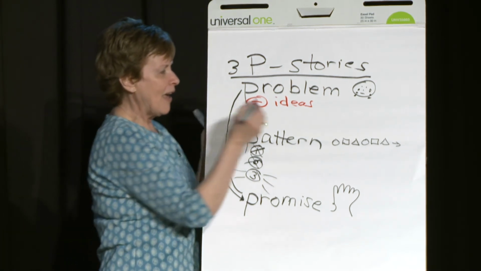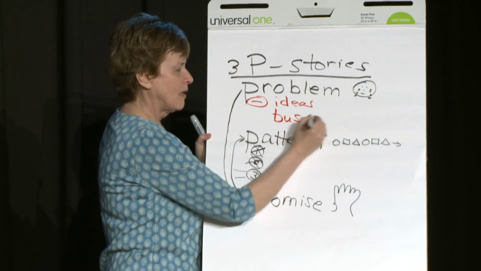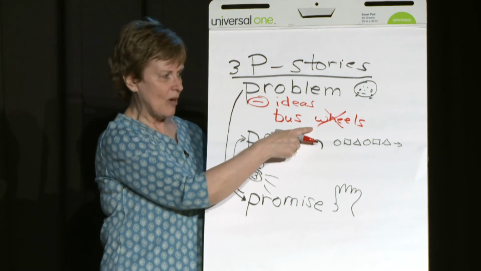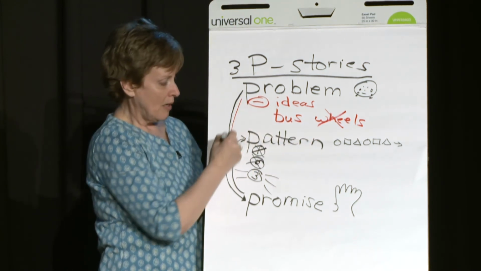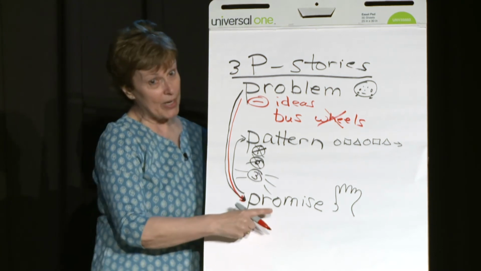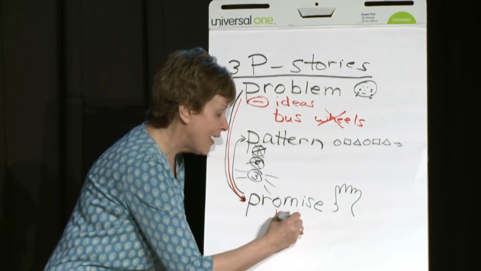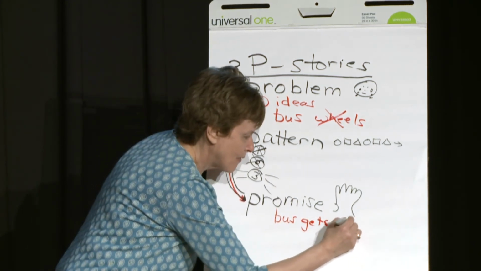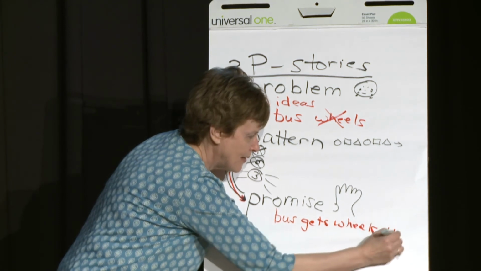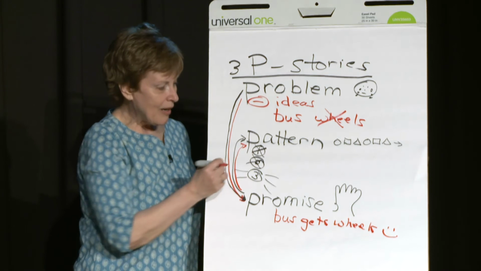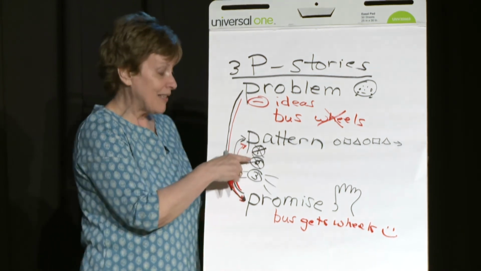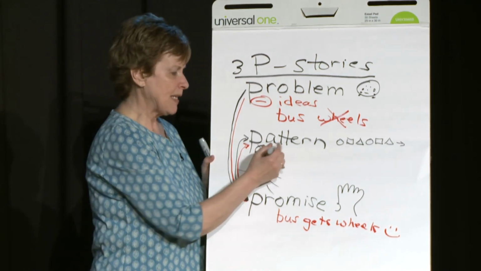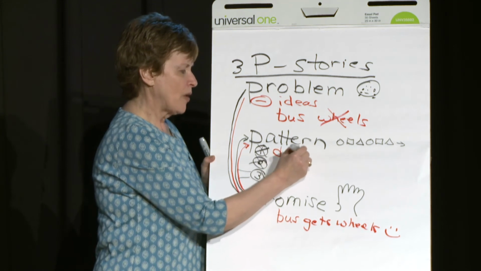Let's do one together. Let's do the bus with no wheels. That's such an easy way to write it. Cross it out. The problem, the bus has no wheels. If we go to the end for the promise, we know at the end, everybody, the bus gets wheels. Then it's happy. The pattern, we're going to try to give the bus wheels. Doesn't work, and will work. So maybe we could try to give the bus donut wheels.